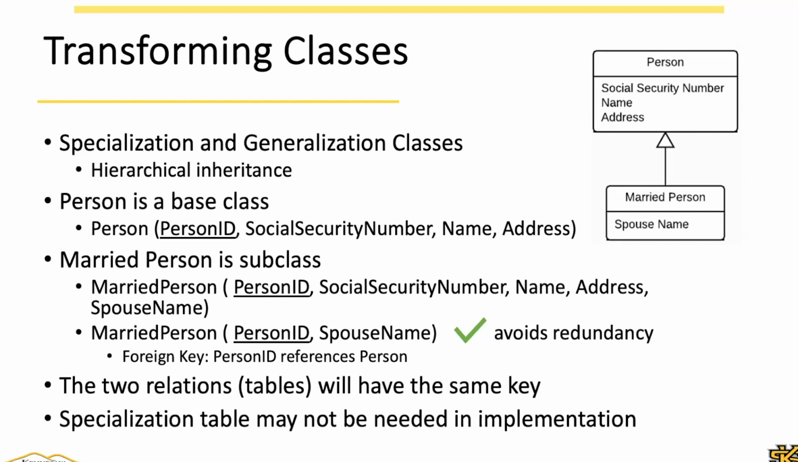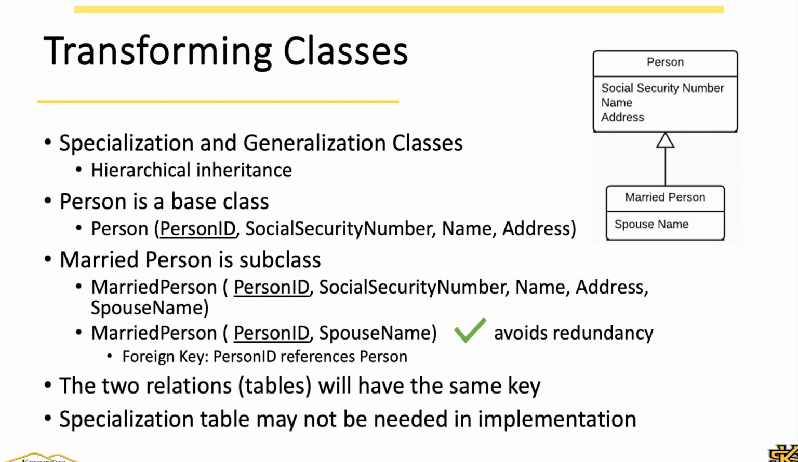The first approach, you might create a married person table that contains person ID, social security number, name, address, and other shared attributes. But notice that many of these attributes are already present in the person table. So it's going to lead to data redundancy. This would violate normal forms, so you need to avoid duplicating these shared attributes.